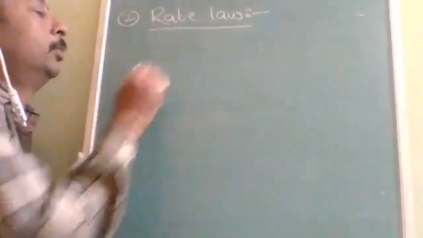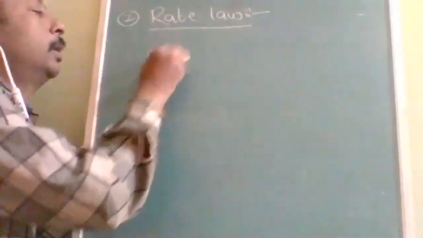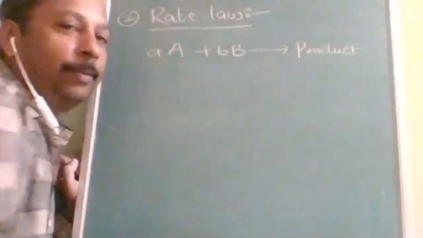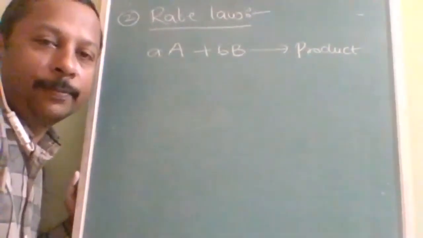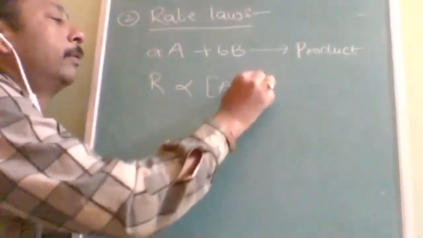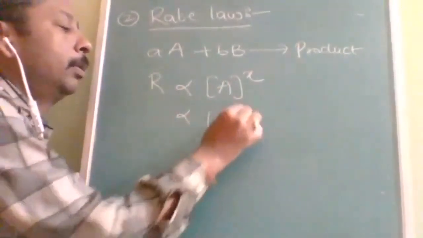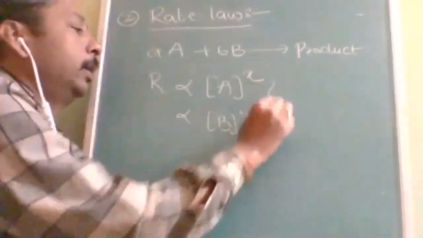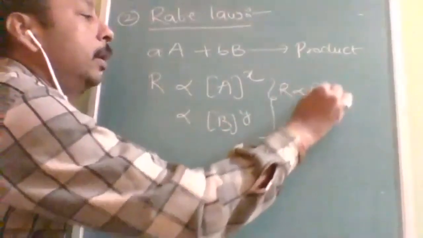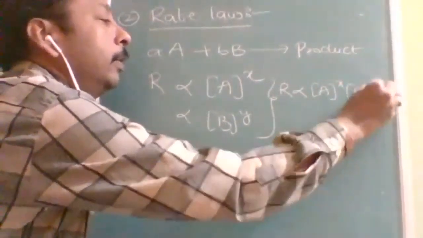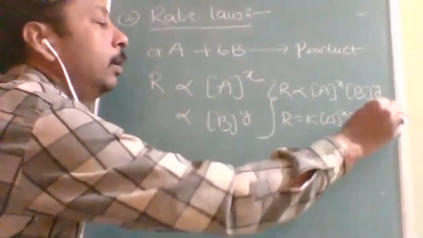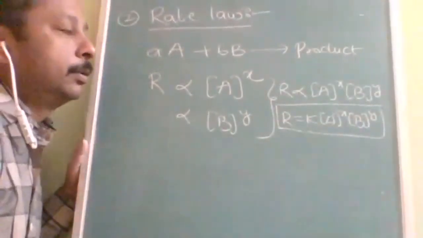Now according to this rate law, let us take a moles of A plus b moles of B gives what will I write? Product. Why will I write product? Because products are not going to affect the rate of reaction. So rate of reaction is directly proportional to A to the power of x, and directly proportional to B to the power of y. Understood? What I have done in the previous similar format, only a small change: A to the power of x and B to the power of y. So R is equal to K into A to the power of x and B to the power of y. So this is the rate law.